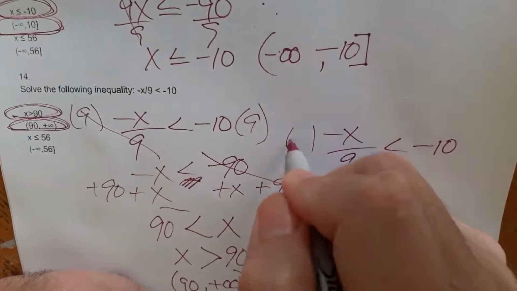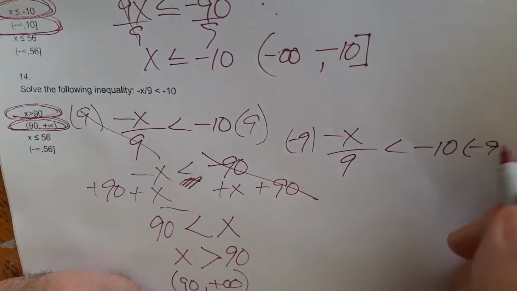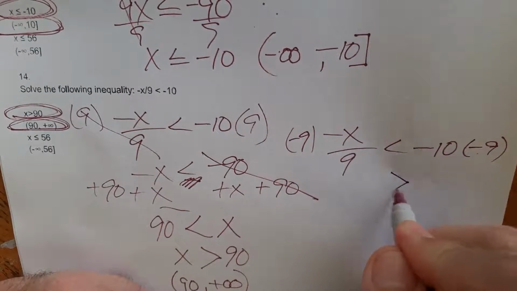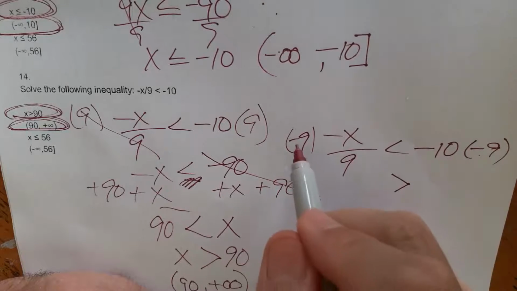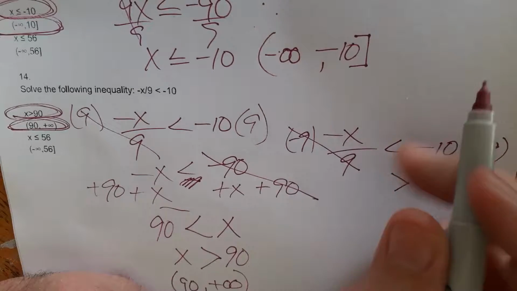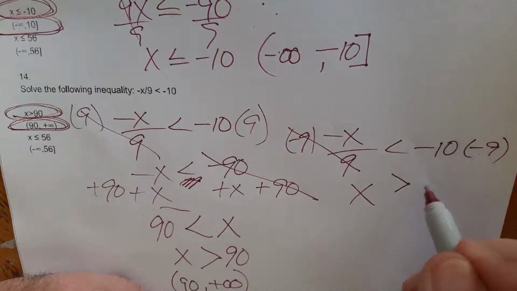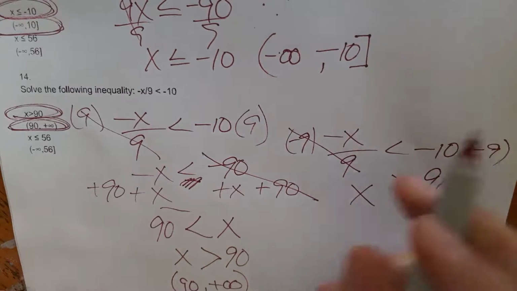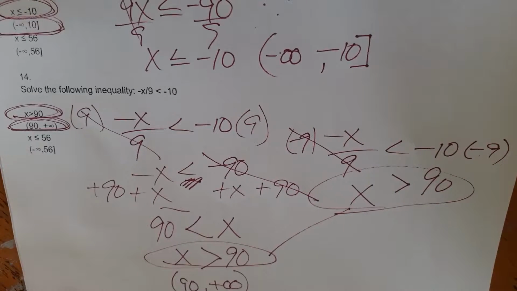But if we multiply both sides by -9 in this case, and this side by -9, when multiplying by a negative, this sign must flip. Must flip. Okay, so negative times negative is positive. The 9's disappear. The x stays on this side, and this becomes negative times negative is a positive 90. X is greater than 90. See it right here? X is greater than 90.